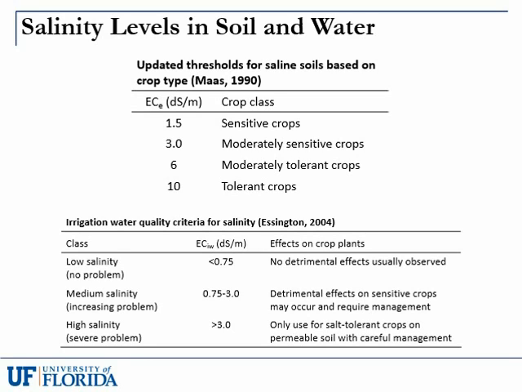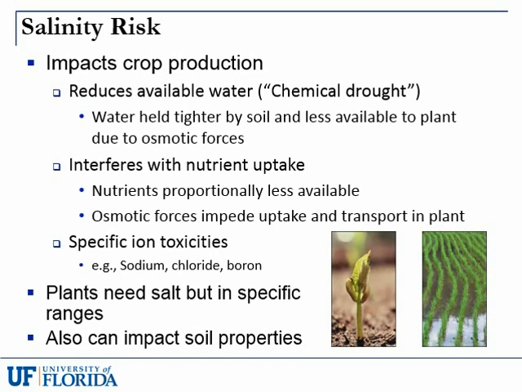But then here now, this is looking at irrigation water. While that was looking at your soils, now you start seeing when you get 0.75 to 3, those are the levels where you're going to be getting detrimental effects on your sensitive crops, and you're going to require some management. And by the time you get over 3, your salt-tolerant crops are starting to have some issues as well. So again, just trying to give you a feel for the different numbers that are faced.